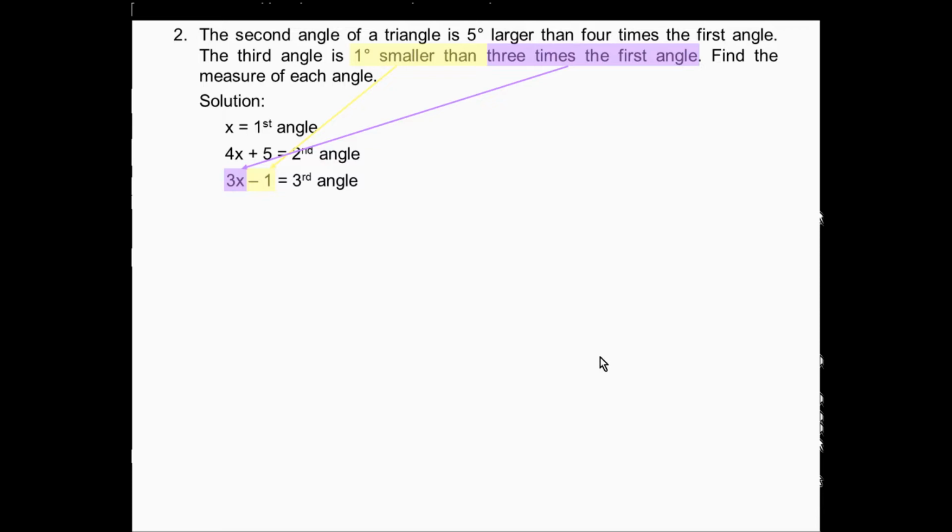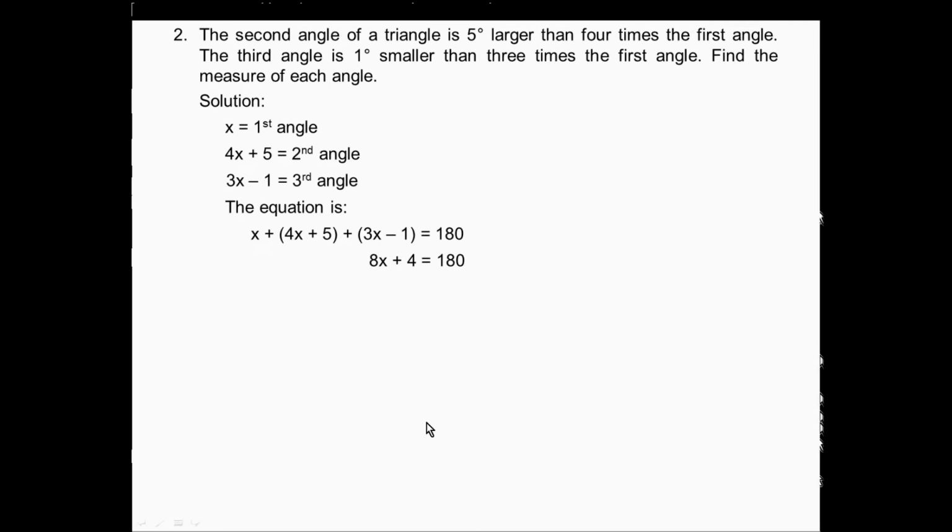Remember, when you add them up, you're supposed to get 180. So the equation is x plus (4x plus 5) plus (3x minus 1) equals 180. Again, the parentheses just separate the three angles. They're not really necessary. So on the left, I'll combine terms. x plus 4x is 5x. Plus 3 more gives me 8x. The constants, 5 plus negative 1, is 4. So I will have 8x plus 4 equals 180.